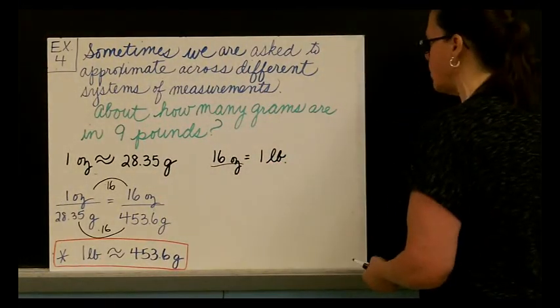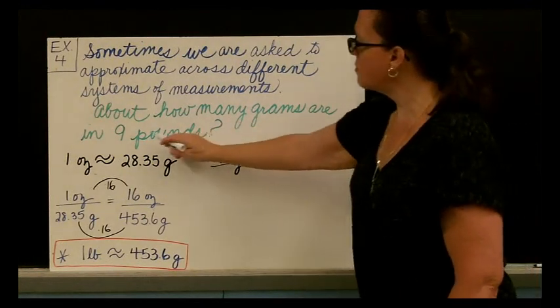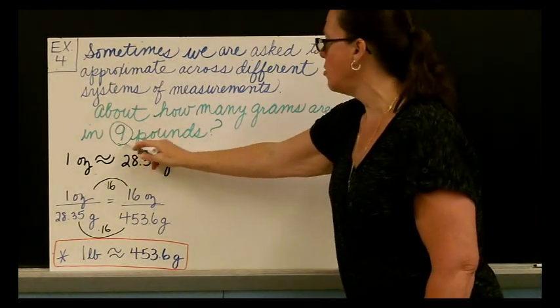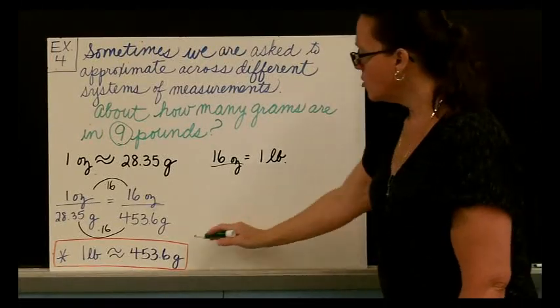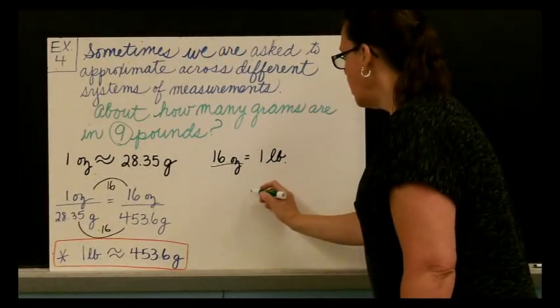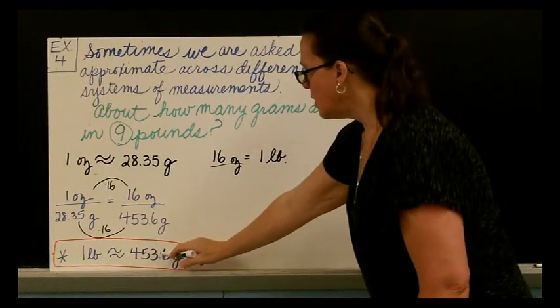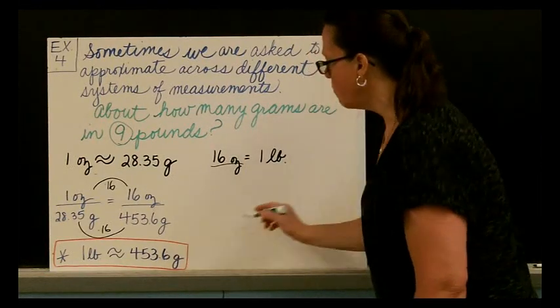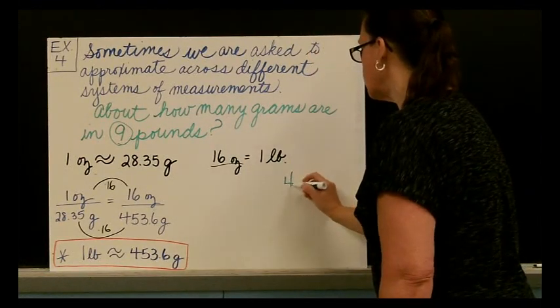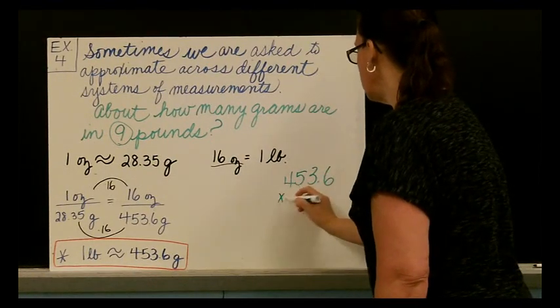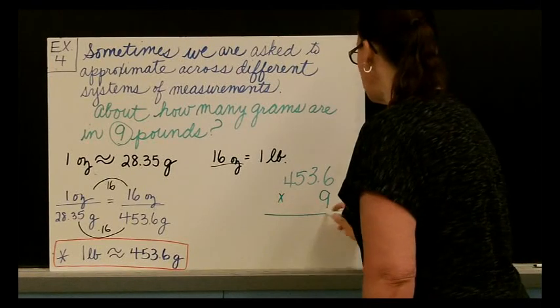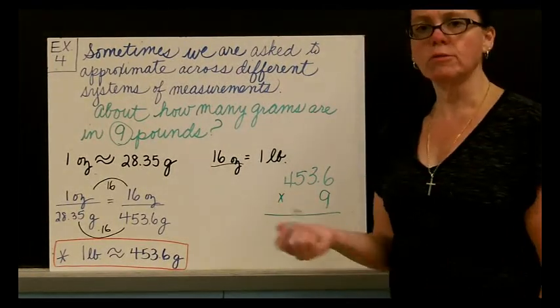We have one more piece to take care of. We still have to answer our question. How many grams are there approximately in 9 pounds? So what I do is I come back here, we see that there are approximately 453.6 grams in 1 pound. So in order to find out how many there are in 9 pounds, I do the multiplication.